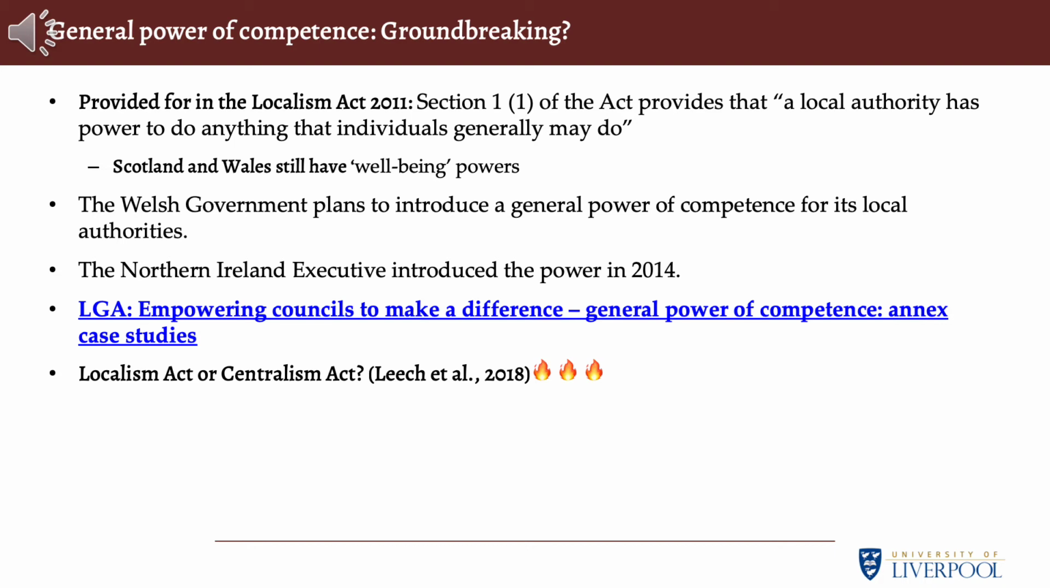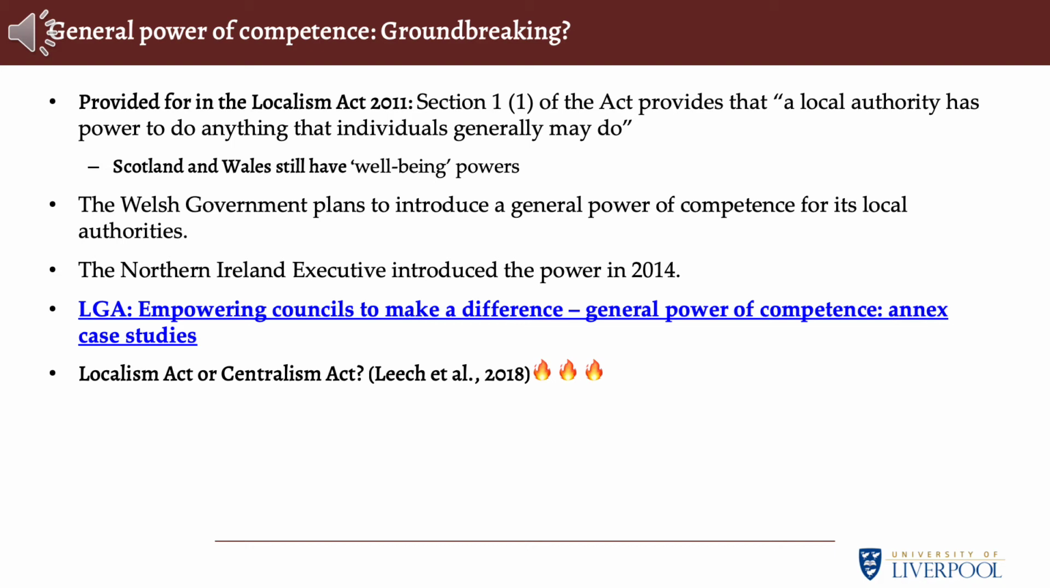The general power of competence has been met with criticism. So Leach et al. argue that the fact that the Secretary of State could make orders to prevent local authorities from doing anything specified in the orders undermines the whole point of a general power of competence. Effectively, if the Secretary of State can stop a council from doing anything, they don't have a real general power of competence. They have a conditional general power of competence.